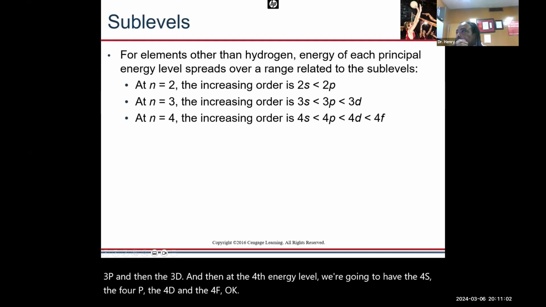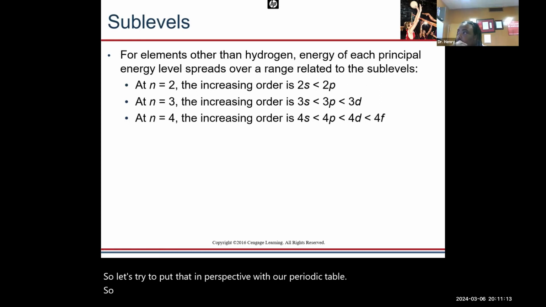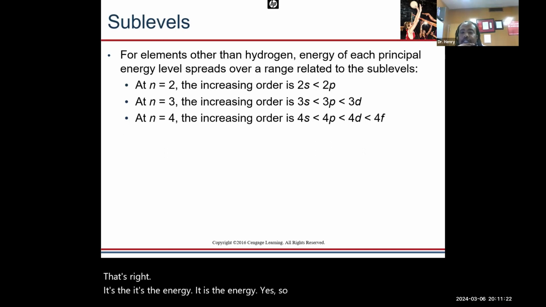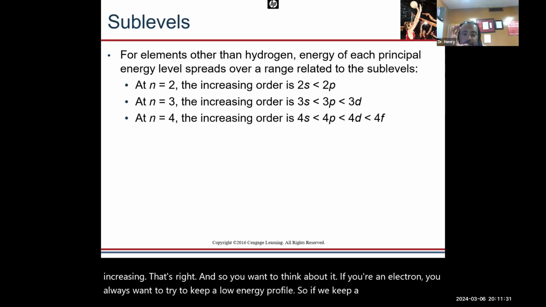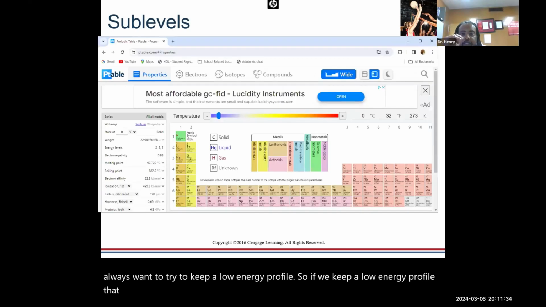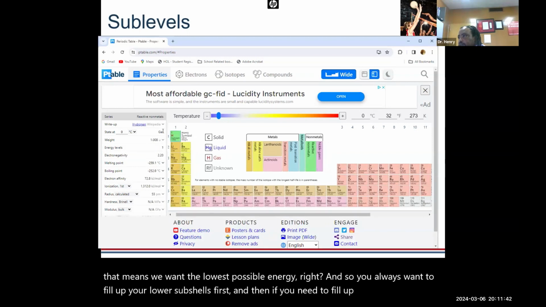Okay. So let's try to put that in perspective with our periodic table. So moving from left to right, the energy increases. Or not the energy, the electron. Is it the electron? It's the energy. It is the energy, right? Okay, yes. So the energy will be increasing. And so you want to think about it: if you're an electron, you always want to try to keep a low energy profile. So if we keep a low energy profile, that means we want the lowest possible energy, right? And so you always want to fill up your lower subshells first. And then if you need to fill up your bigger ones, you will later on.